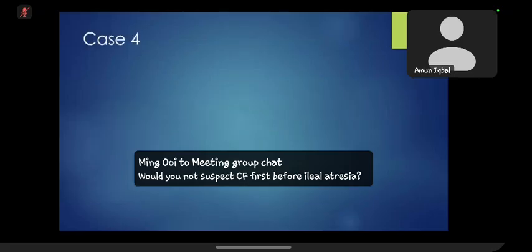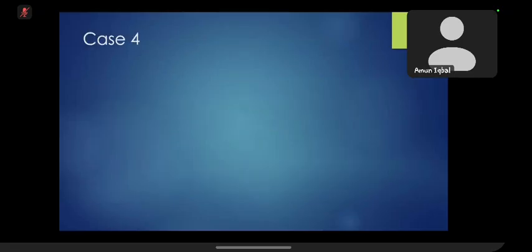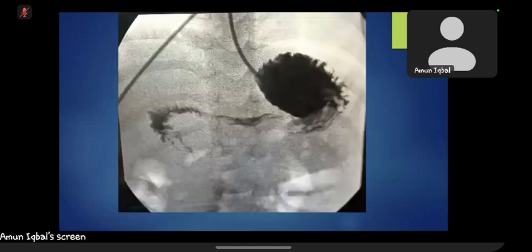Okay. Case number 4 doesn't have any history. I would like to give you the age of the baby. You can say it's a 3 months baby. This is a fluoroscopy of a 3-month-old baby.